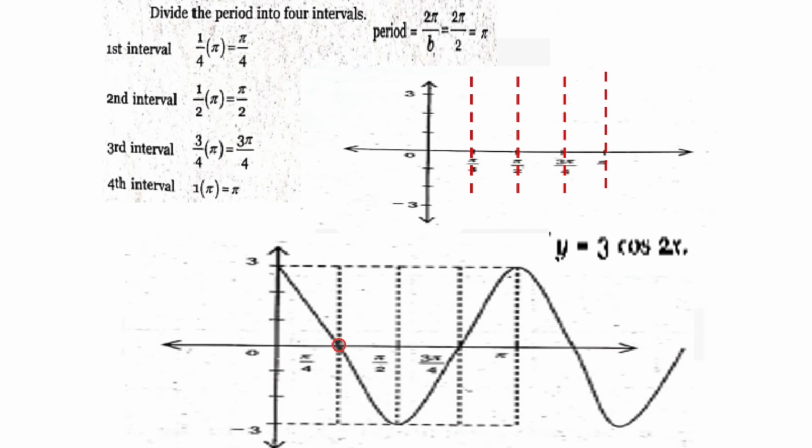So, starting here, it goes downward. It passes through the first interval, then the second interval, then the third interval, and then the fourth interval. And the pattern just continues. So this will be the graph of the cosine, which is 3 cosine 2x.